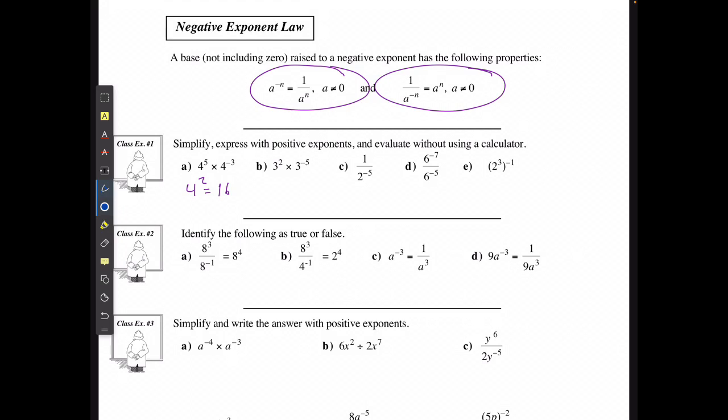In the second case, for b, if I have 3 to the 2 and 3 to the negative 5, then I add 2 and negative 5, and I have 3 to the negative 3. To make that a positive exponent, I'm going to say it's going to be 1 over 3 to the positive 3, and then when I evaluate it, I get 1 over 27.